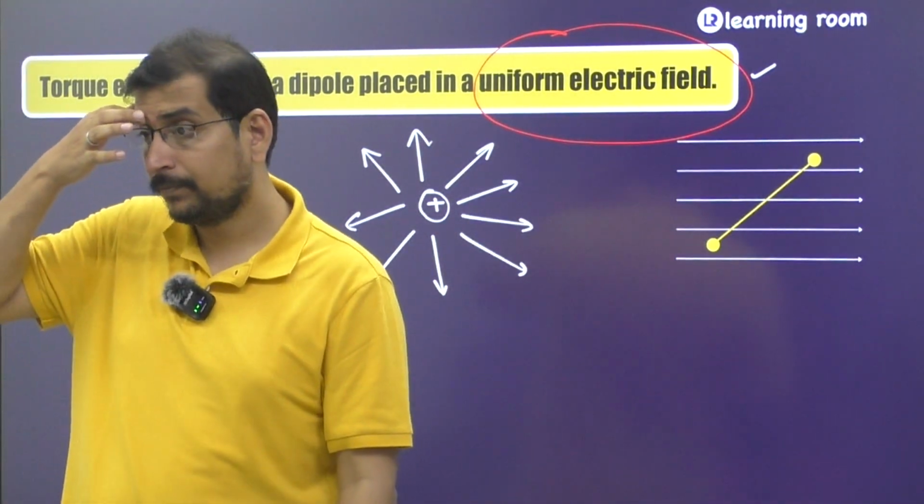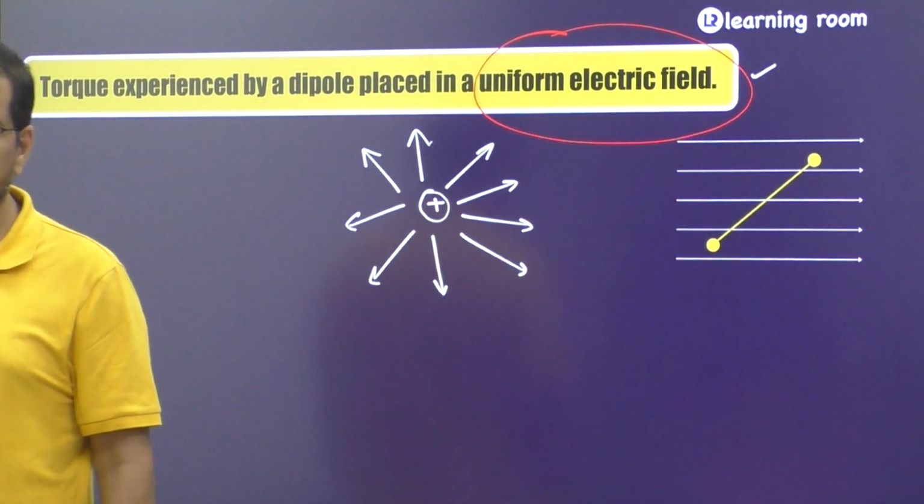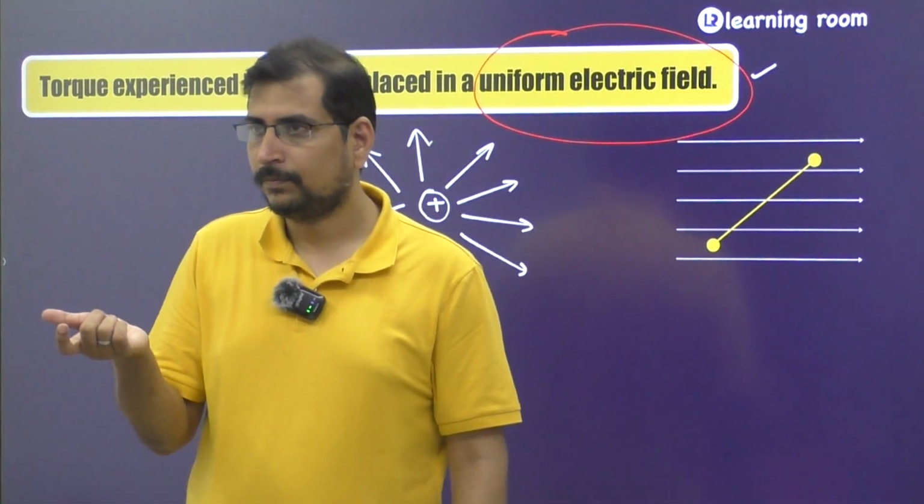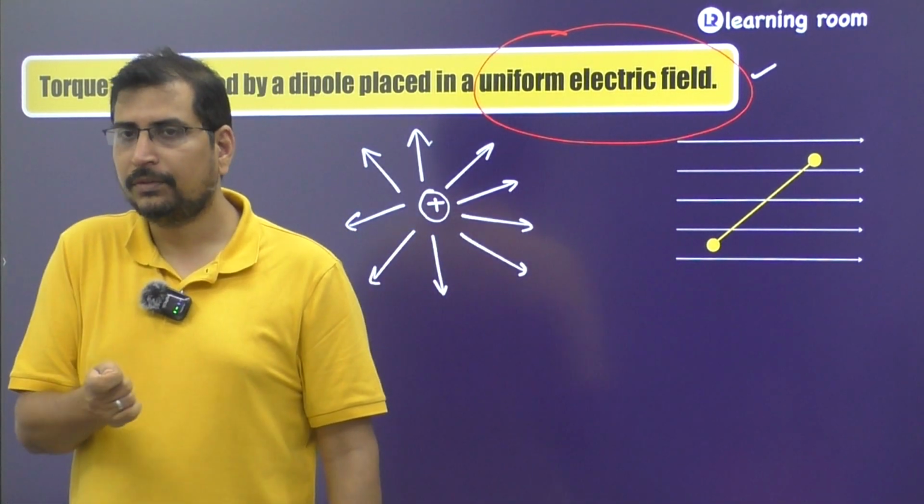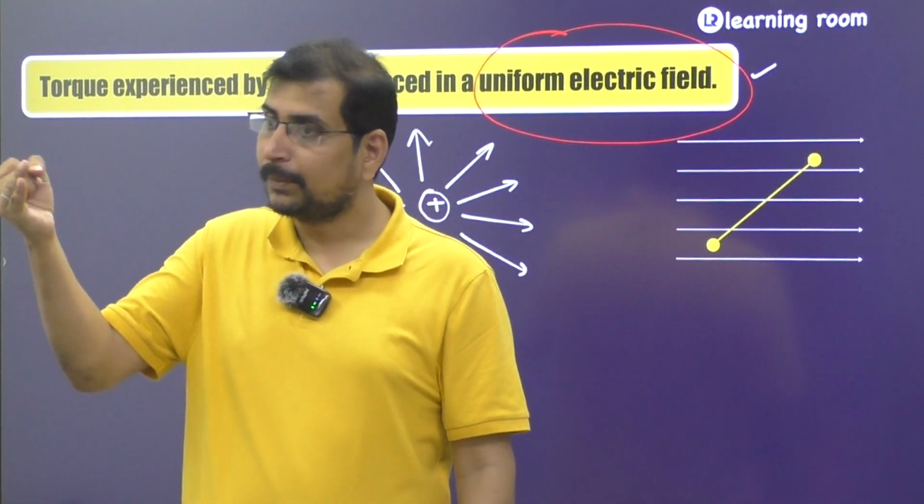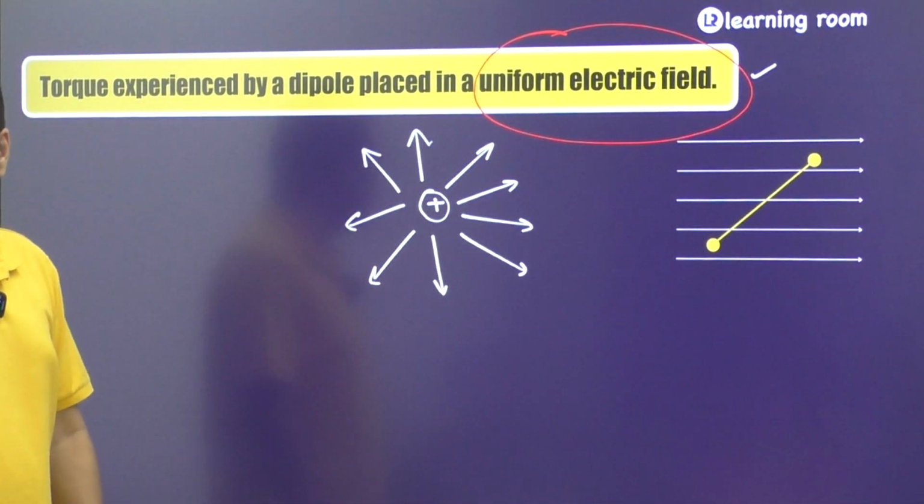What will your answer be? We think it is uniform, no? But actually it is not. Because uniform means what? It's the same. So when you say that the electric field is supposed to be the same, it needs to have the same magnitude and the same direction. But if you see here, it has random direction.